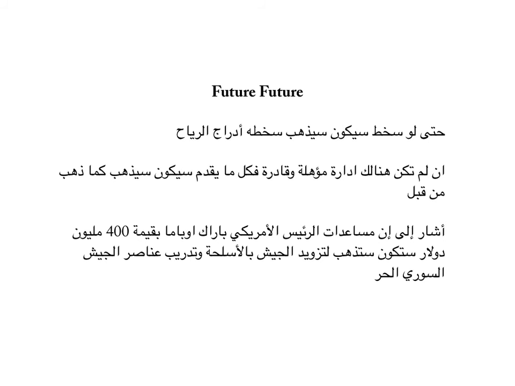And the last one is talking about President Obama's aid of $400 billion, and it says, سَتَكُونْ سَتَذْهَبْ لِتَزْوِيدِ الْجَيْشِ بِالْأَسْلِحَةِ وَتَضْرِيبَ عَنَاصِرِ الْجَيْشِ السُّورِيِ الْحُرِّ. So the idea is this is talking about how the money that he's offering is going to be used, and he's putting it in the future. In other words, if the money is allocated, then it is in the future from that time going to go to providing the army with arms, etc.